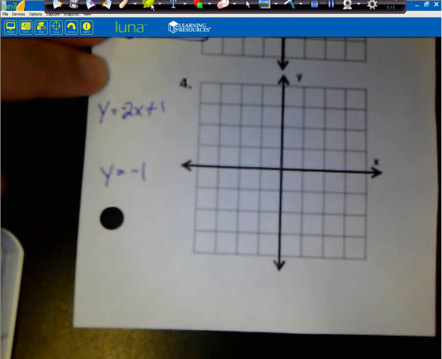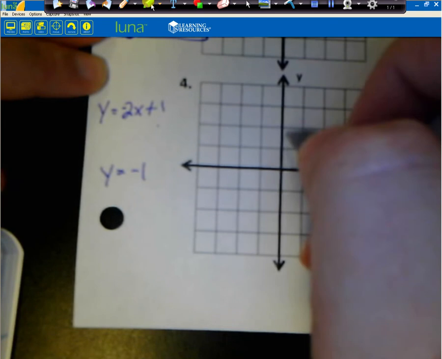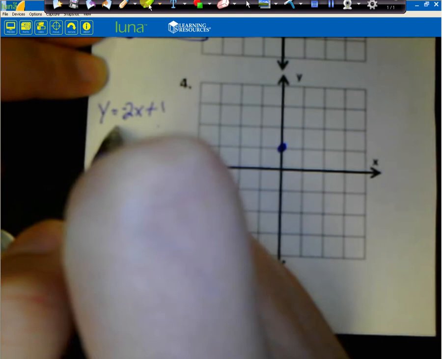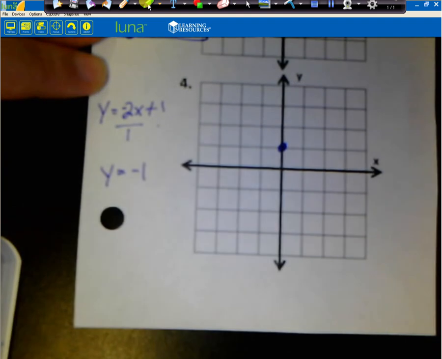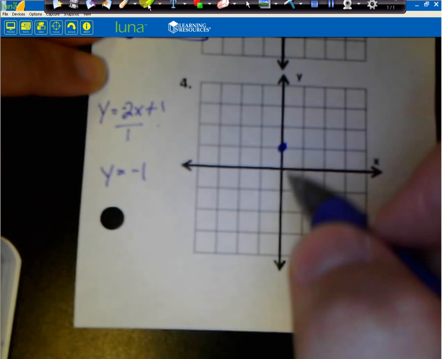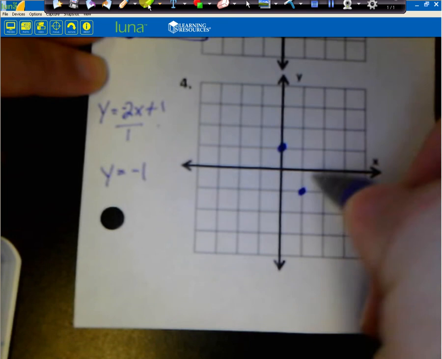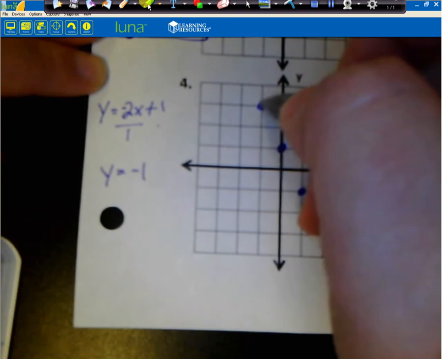So for this first one, my b is 1. So on the y-axis, I'm going to find the 1 and put a dot there. And then I can put this negative 2 over 1 for my slope. The top number is my rise. The bottom number is my run. So it's negative 2 over 1. So I'm going to go down 2 and right 1, or up 2 and left 1.